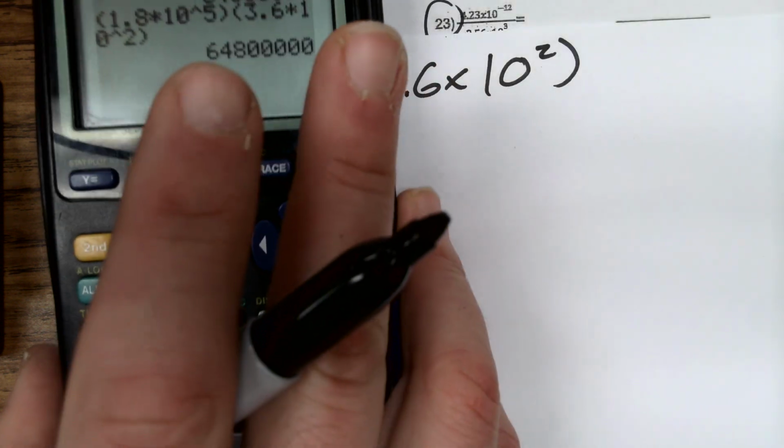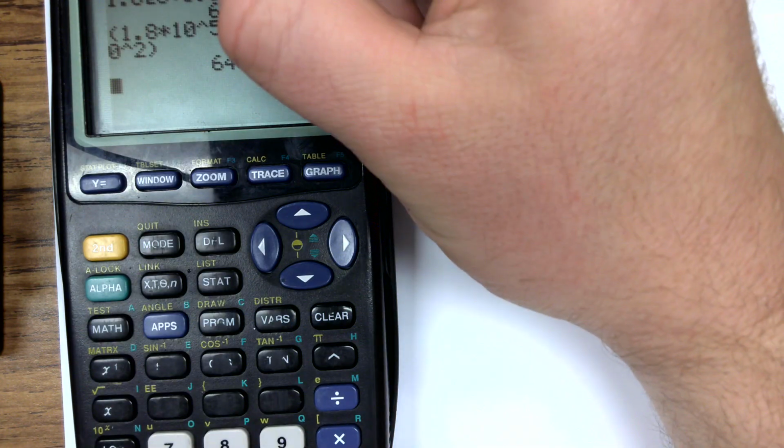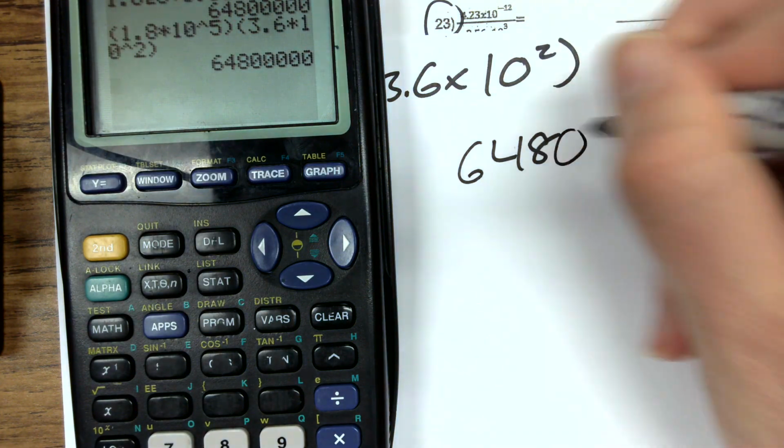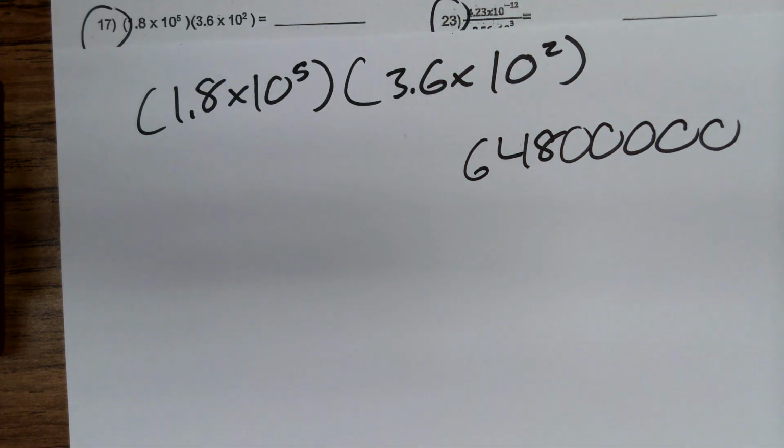So I'm going to get a number. 6, 4, 8, 1, 2, 3, 4, 5. Is that my final answer, though? I'm doing multiplication.